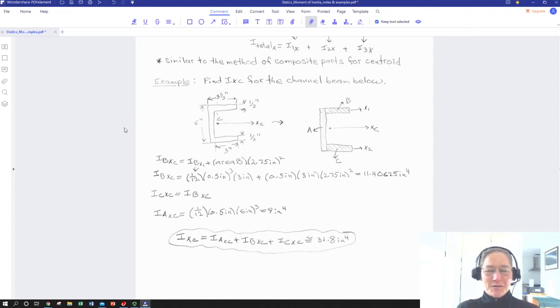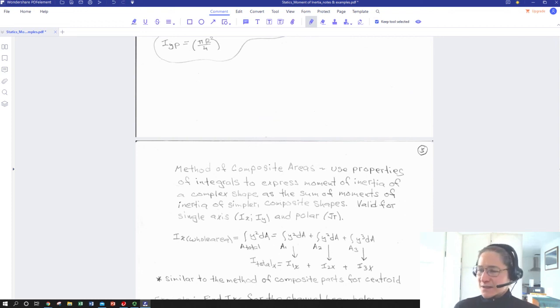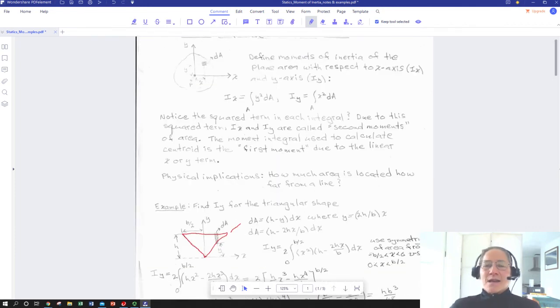Second moment of inertia. So that is it for this lecture. So we have now covered the essential parts of moment of inertia for statics: definitions, comparison to centroid, polar versus single axis, method of parallel axis theorem, and method of composite areas.